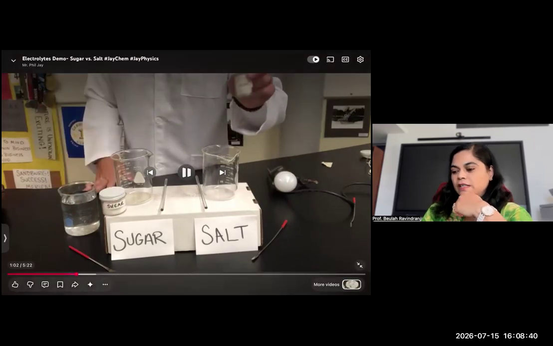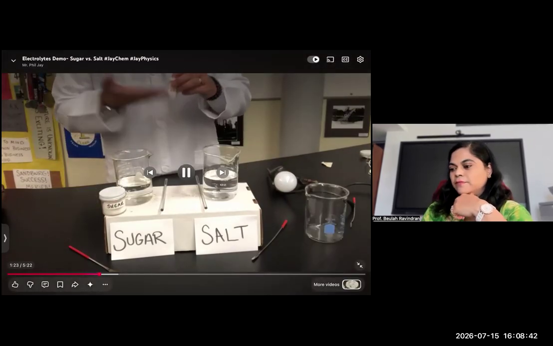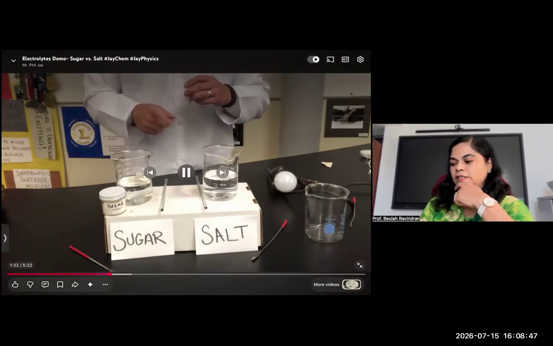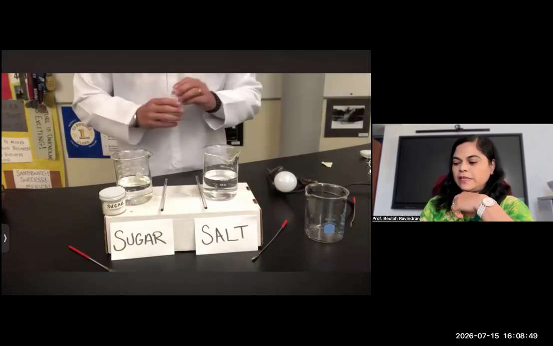So, let's explain that salt is an ionic compound. That means it's an ionic compound. Now, the formula of the sugar and the formula of the salt, sodium chloride. Let me come to that.